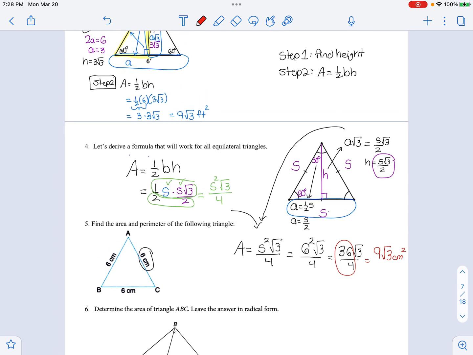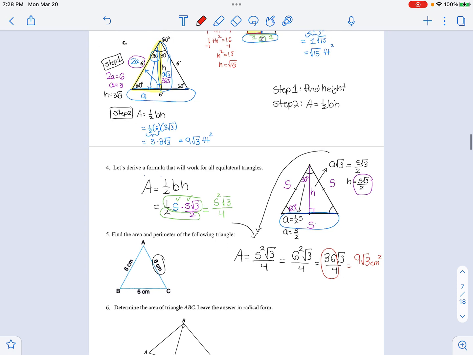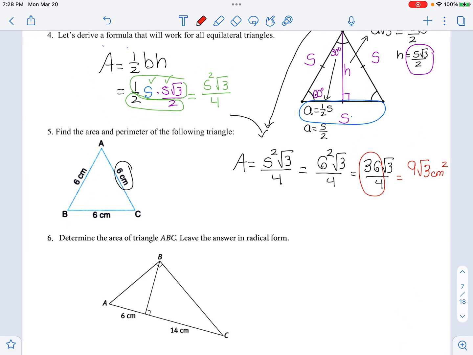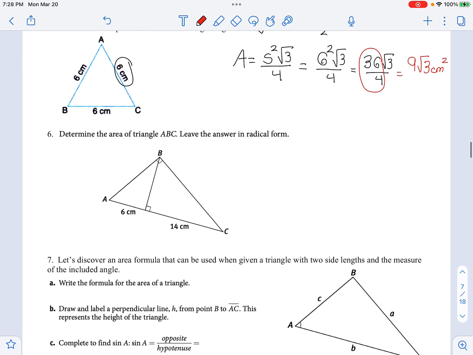So I did want to point out that example C up above and this example 5 were actually the exact same problem. They were both equilateral triangles with sides of 6. Up above, in example C, we solved it using the 2-step plan. And in example 5, we solved it in 1 step by using our new formula. So at this point, we now have 2 formulas to find the area of a triangle. Now we're going to start looking at some other variations.